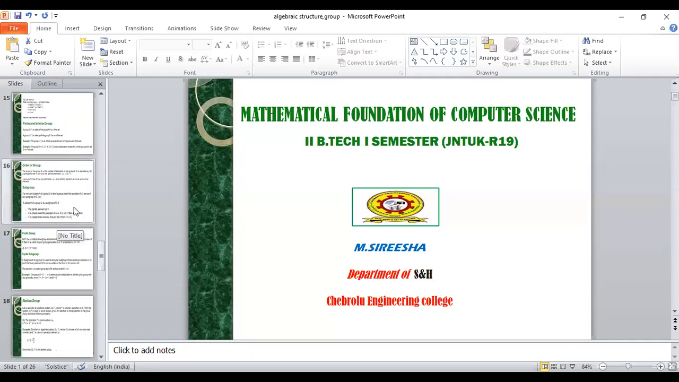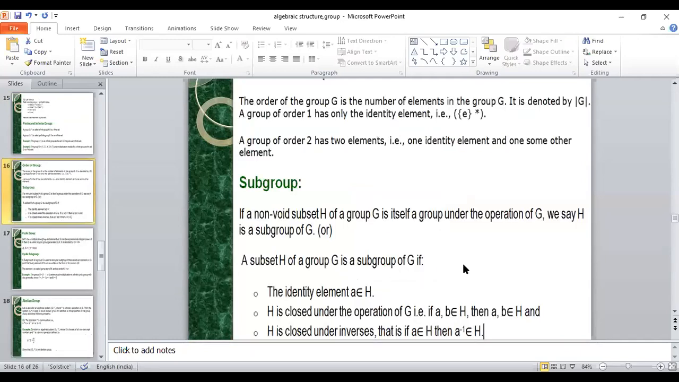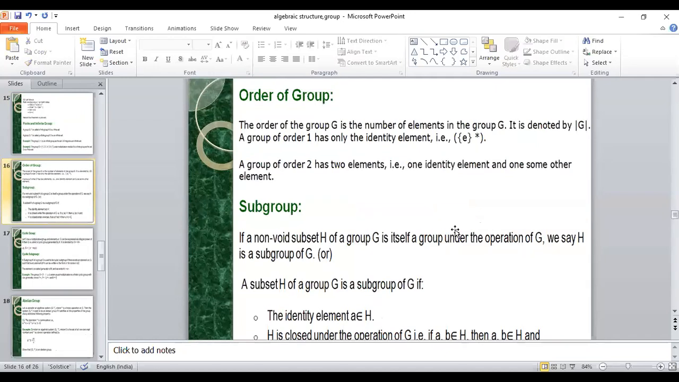So, in the last class, we discussed binary operations, algebraic structures, and what a group is. So, what is a group? Let G be a non-empty set, and a, b, c are elements in G. It satisfies the following properties.